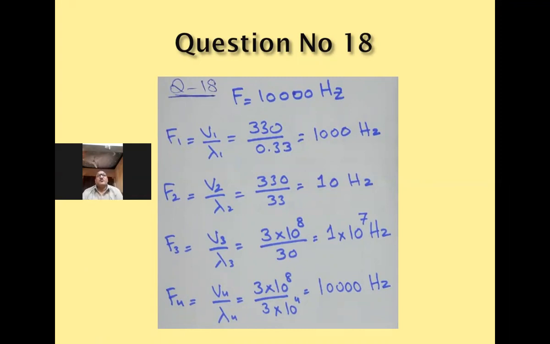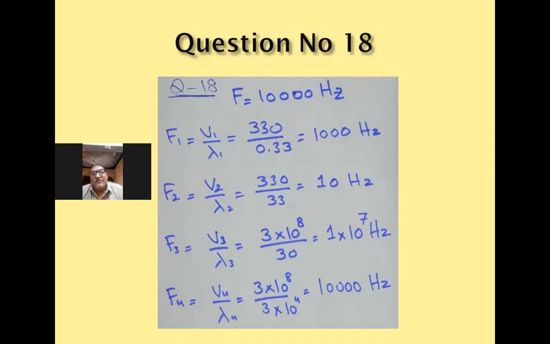You know, V is equal to F lambda. If I make F the subject of the formula, F will be equal to V divided by lambda. Lambda stands for the wavelength, V stands for the speed, F stands for the frequency.